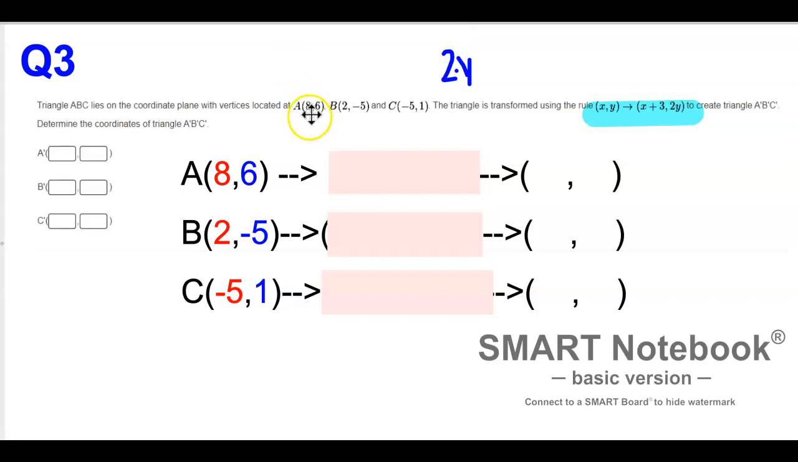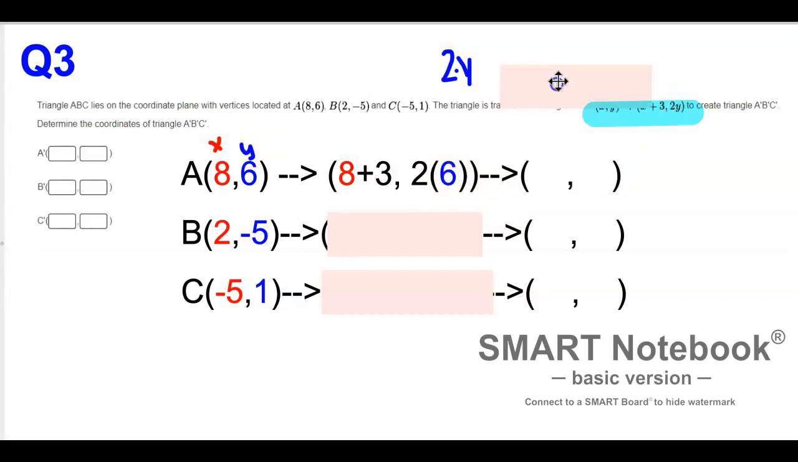So if we look here, the original coordinates of point A are (8, 6). So we're going to take the x and y values and apply this rule to them. Remember, when you have an ordered pair, the first number is your x value, and the second one is your y value. So in all my ordered pairs here, my x values are written in red, my y values are written in blue. All right, so the rule says that we need to take our x value and add 3. So this is going to turn into 8 plus 3, comma, then for our y value, we need to do 2 times y, 2 times 6.